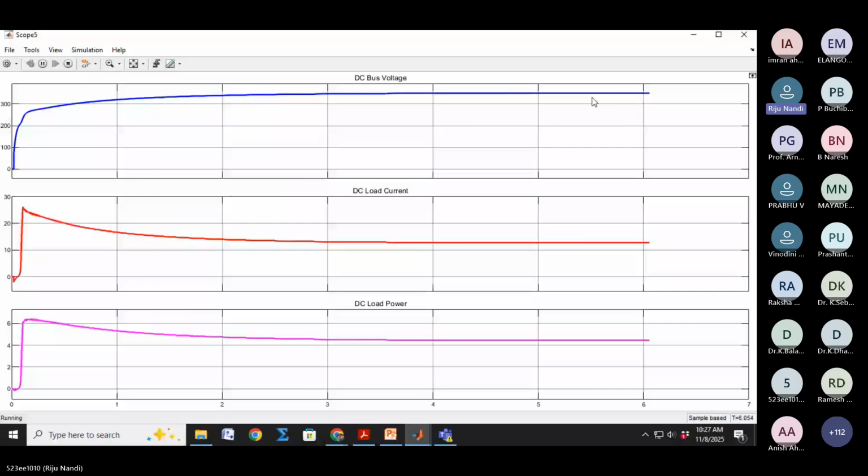Also the DC load current is near about 13 ampere. It is now the steady state part. Okay, after the controlling, this is the steady state part. Then this DC load power is 4.5 kilowatt.